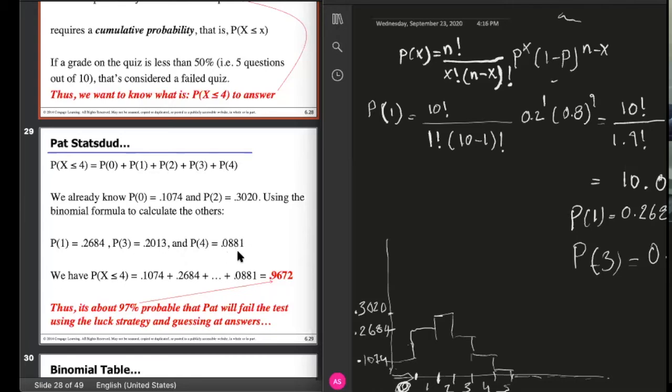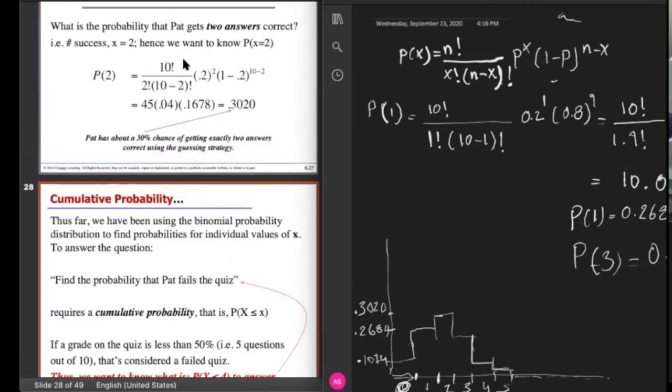Probability for 4 correct answers goes already down to like 8%. So it's already pretty unlikely. And then having 5 or more correct answers becomes extremely unlikely. Okay, we can calculate all of these probabilities by simply plugging the different numbers into the formula.